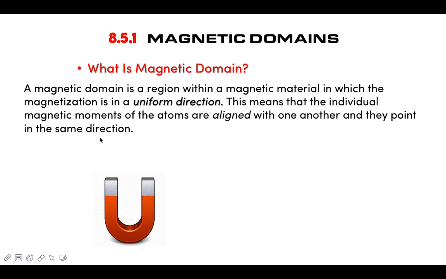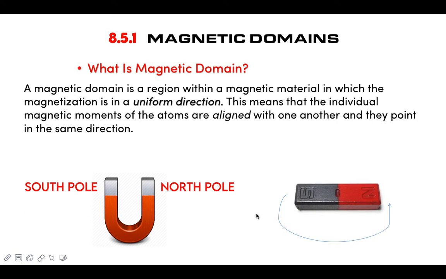Before we go deeper, what is a magnet? This is a kind of magnet which has two poles, a south pole and a north pole. But in practice, we know better about bar magnets, which have similarities like this. Before that, why would we learn about magnetic domains? Why are there magnetic domains?